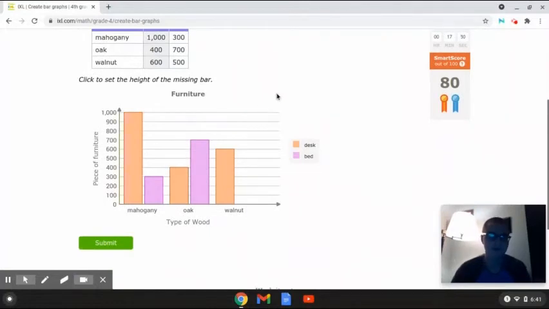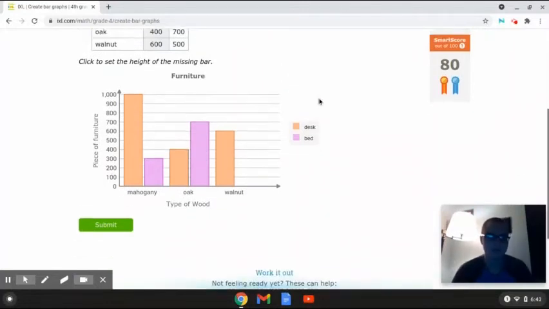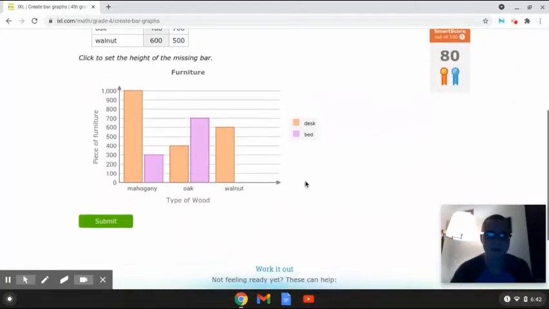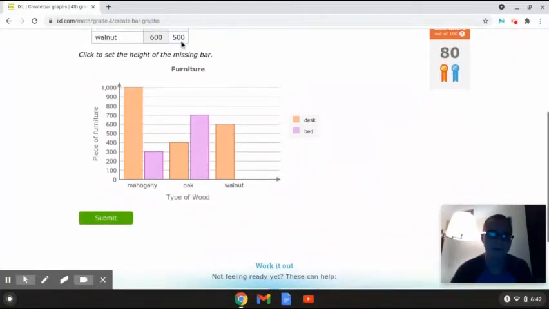Alright, so what this bar chart is showing is the furniture. And we have type of wood for the x-axis and piece of furniture for the y-axis. And if we look, mahogany, oak, and part of walnut have been filled in. And we need to figure out the bed for walnut. So if we look, we have 500 for walnut. So that tells me that we're going to drag this bar up to 500.